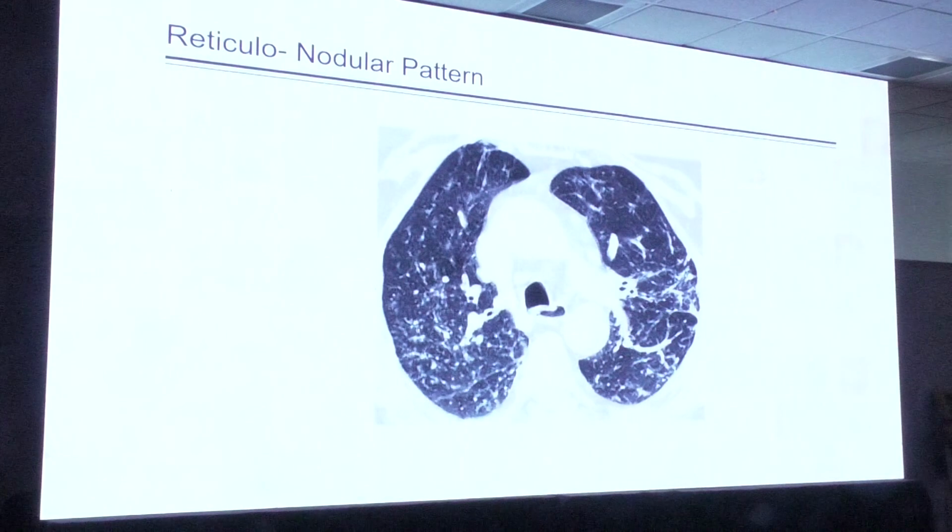Coming to the reticulonodular pattern, this is again a hybrid pattern where you will have both nodular and reticular patterns together.